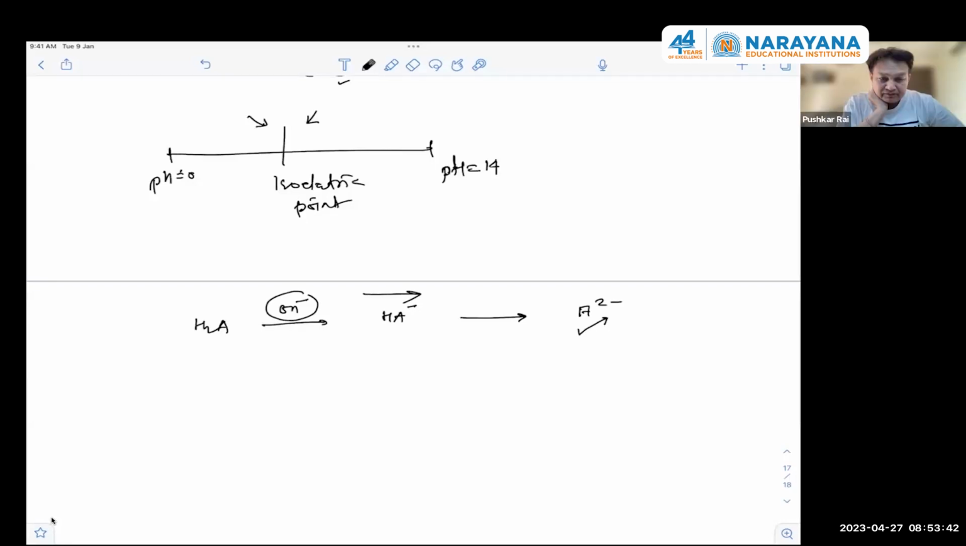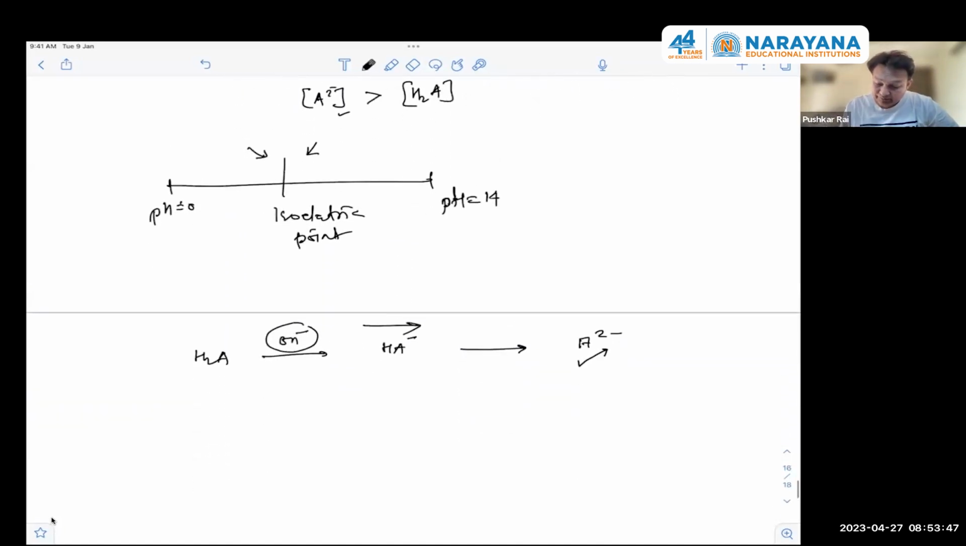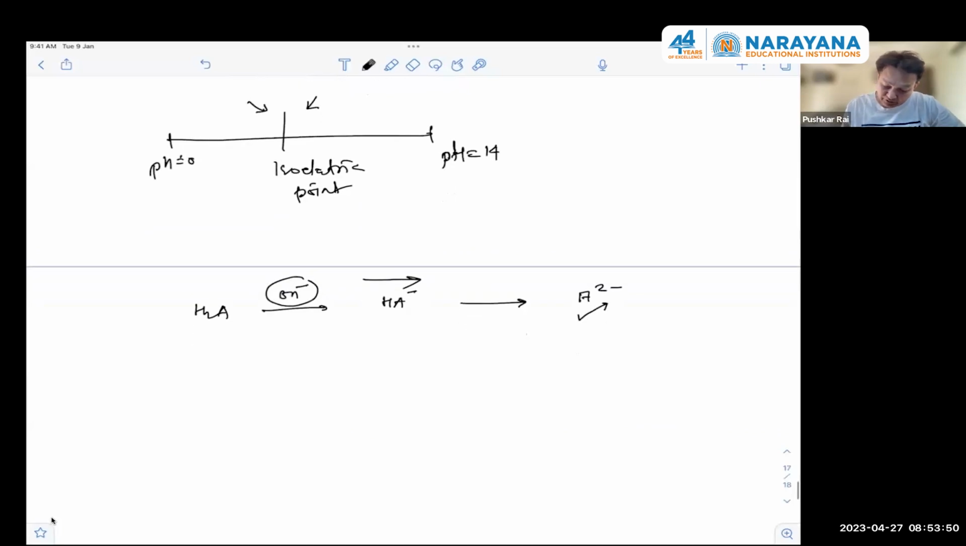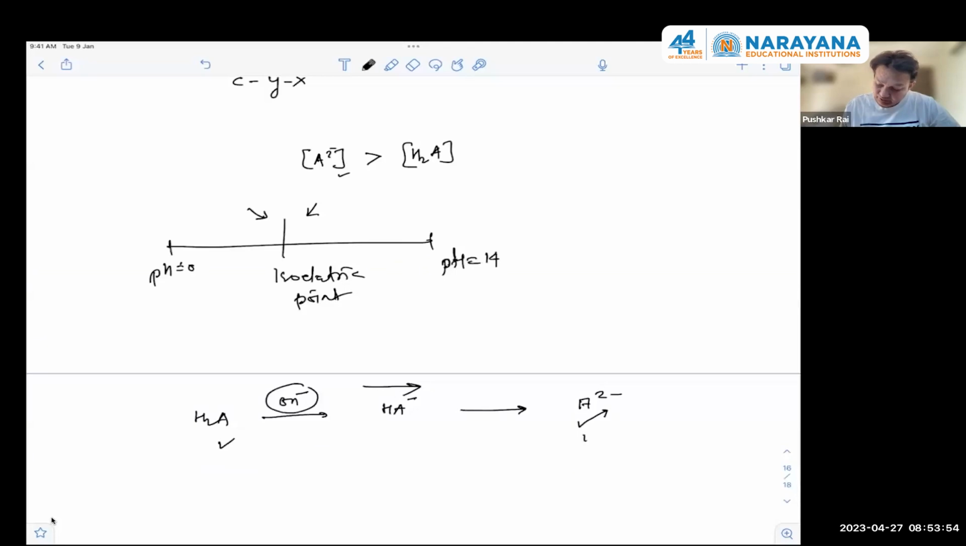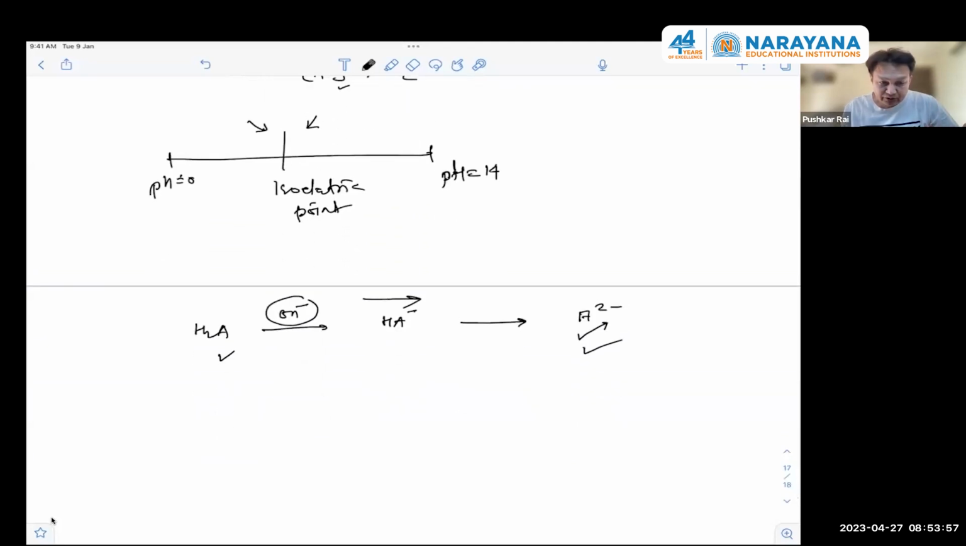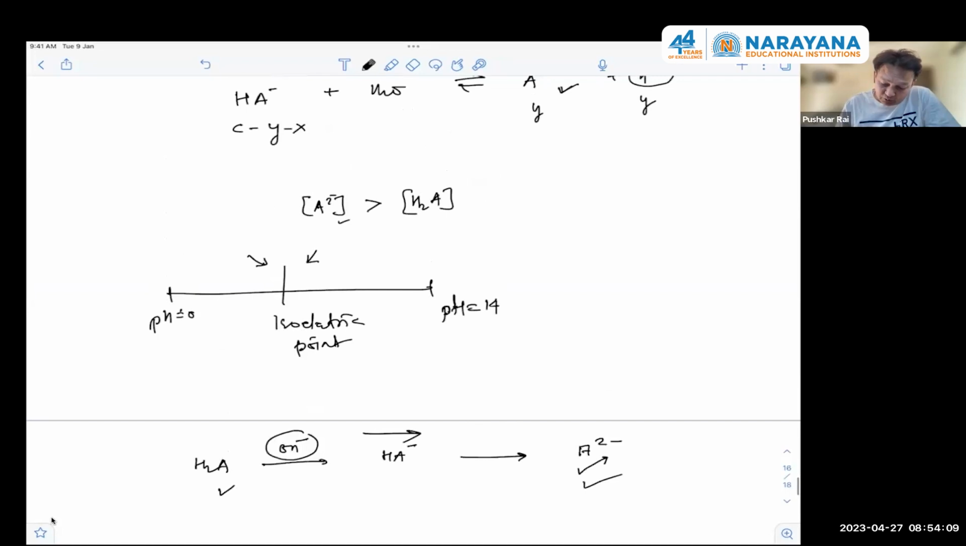Now you're convinced? Okay. So at the isoelectric point, we know that this is equal to this. All right, the isoelectric point is this. But if I say that A2 negative is slightly more, that means what? We must have added some extra NaOH into it. Do you understand? Yes, so that means we are towards this side of the isoelectric point. So what should we do now to get back? Add some acid.